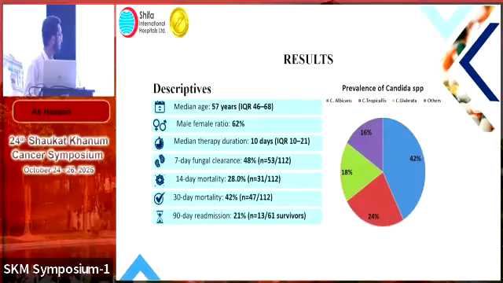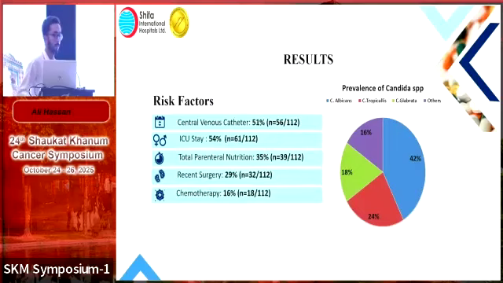So 90-day readmission was 21%, like 61 survivors में से 13 ने 90 डे के अंदर अंदर दोबारा हॉस्पिटल में उनका एडमिशन हुआ. Risk factors, we all know that risk factors जो contribute करते हैं candidemia को, there are many risk factors, but we chose these ones that are very important. Central venous catheter was one of the highest major risk factor.